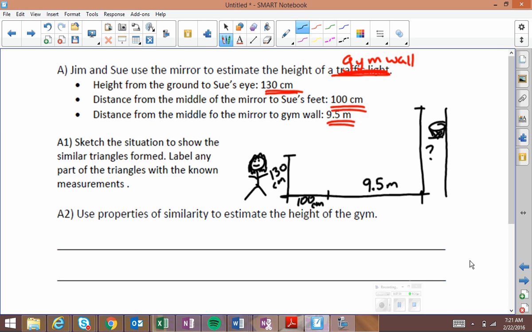Okay, when you have your picture drawn, it should look something like this. Now, we have to have all of our measurements in the same form. Because we have centimeters here and centimeters here, but meters here, I need to transform that meters into centimeters. And I know that there are 100 centimeters in every meter. So if I take 9.5 meters and multiply it by 100, that's going to give me 950 centimeters. So, if you have not already, go ahead, find your scale factor, and then find the height of the basketball net, the gym wall.